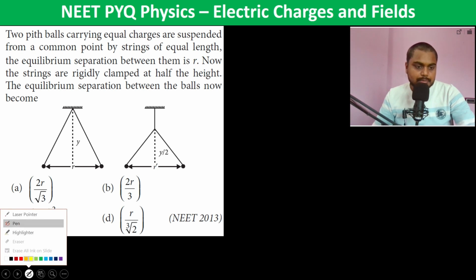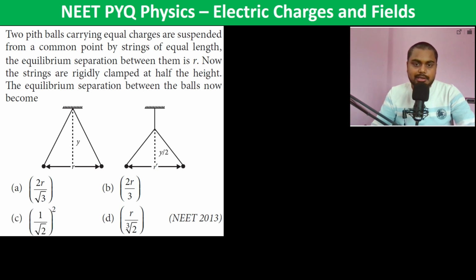तो यहाँ पे हम लोग को दिख रहा है पहले वाले में. ठीक है, पहले वाले का FBD बना लेते हैं, first one का. So this is T, this is mg and this is kQ² divided by r². So we can write here very clearly ना, और ये है थीटा. ठीक है, थीटा 1 लिख लेते हैं.